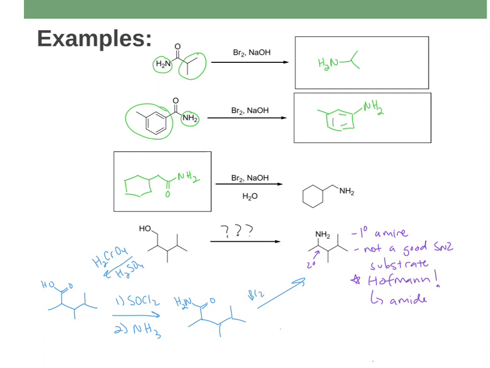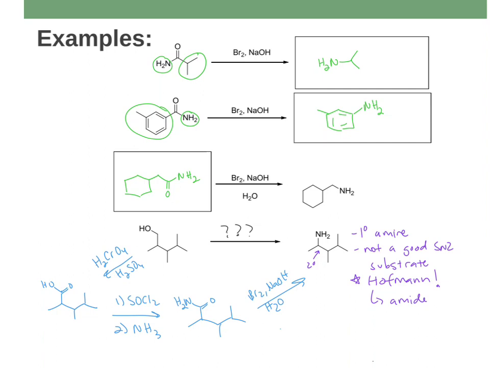So I'll add Br2, NaOH. There'll be some water present, and then heat it up, and that should do my Hofmann rearrangement, just like that. So that's one way to make that amine.